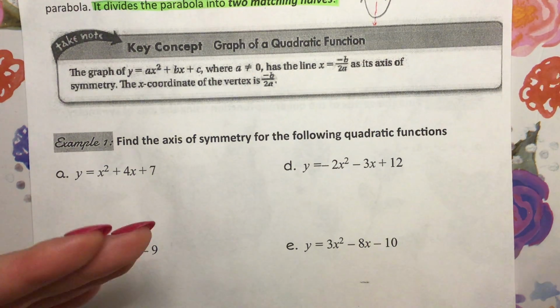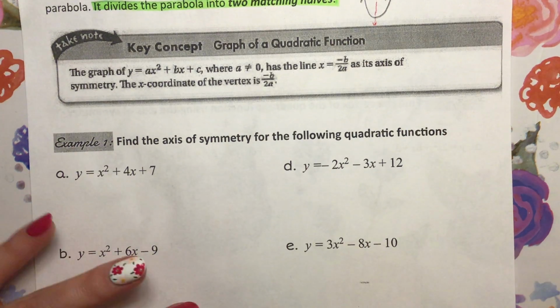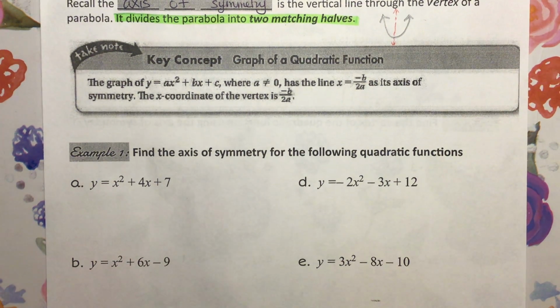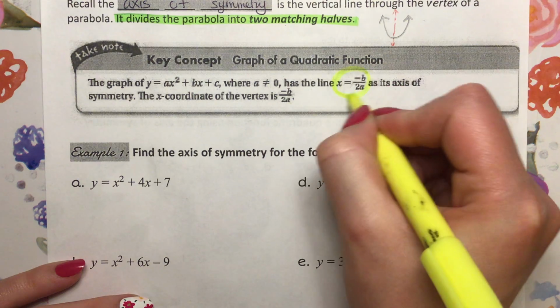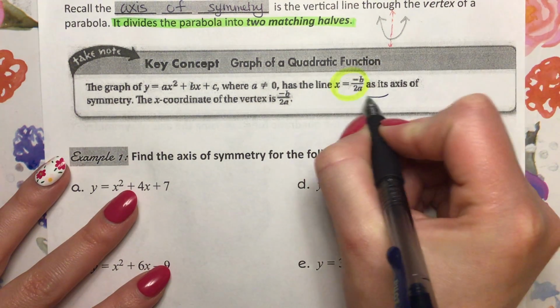Now, we can easily see what the axis of symmetry is if we have a graph of that function. But what happens if you don't have a graph? What then? Well, if you don't have a graph, we have a formula we can use to calculate that. The formula that we are going to use is right here. X is equal to negative b over 2a. So this is going to tell us where the axis of symmetry is.